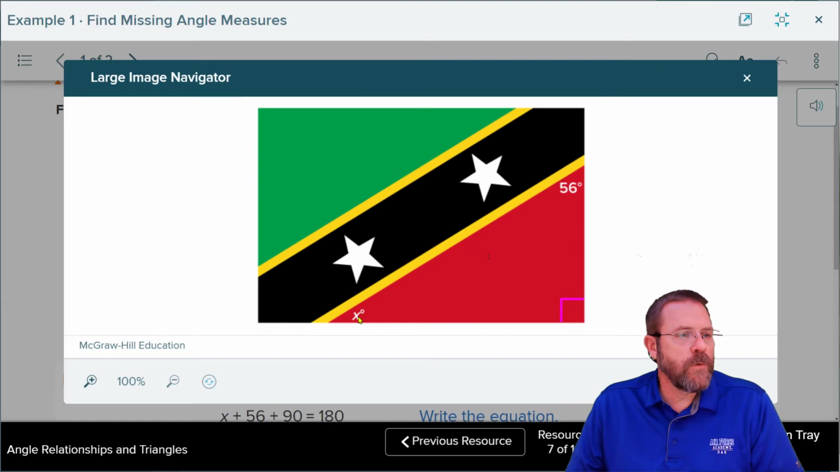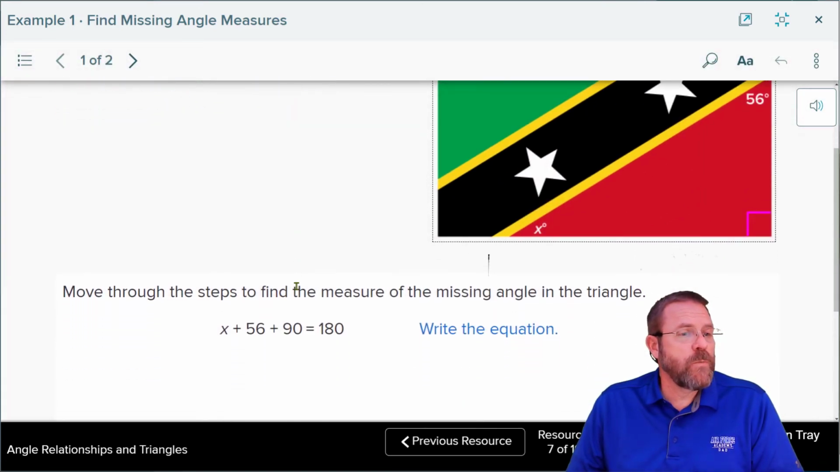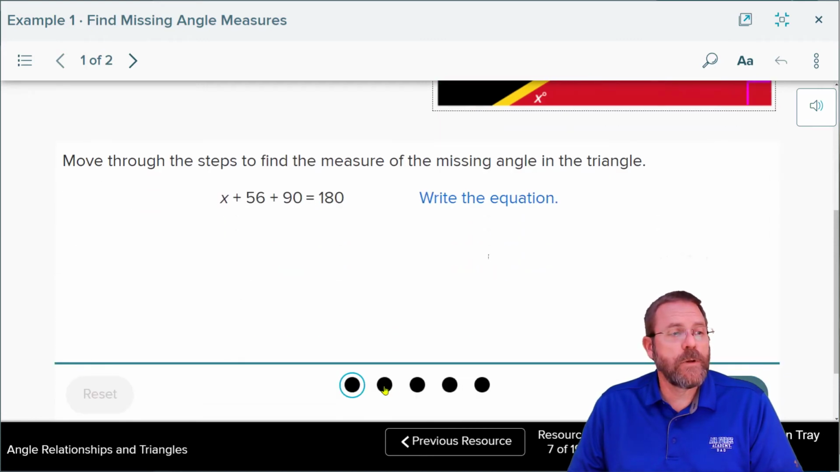So right here in the corner, you've got angle x. We have a right angle, which we know is going to be 90 degrees, and we have another angle that we know is going to be 56 degrees. With that information, we can use the formula they gave us, x plus y plus z is equal to 180 degrees, and write the equation x plus 56 degrees plus 90 degrees equals 180 degrees.